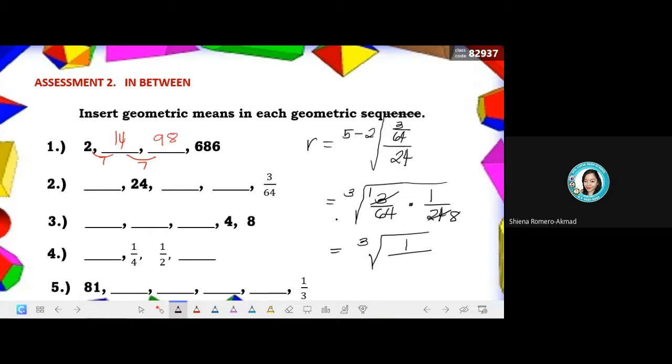What is 64 times 8? Yes, Rene Jen? 512 po. 512 po. So, kunin natin yung cube root. Cube root ng 1 is 1. Cube root ng 512 is? Tingnan ko muna kung nandito na yung calculator.